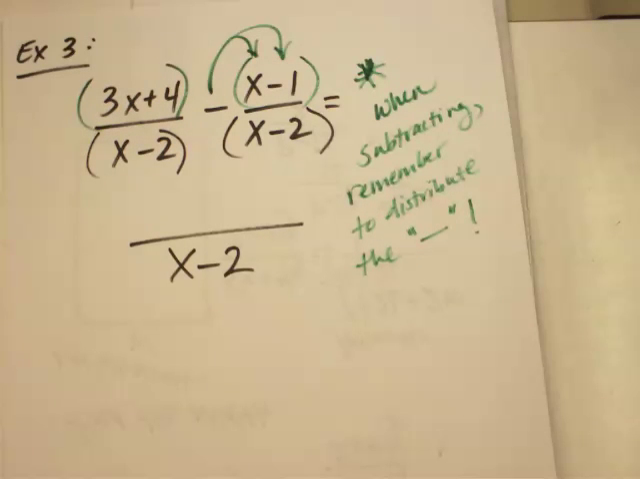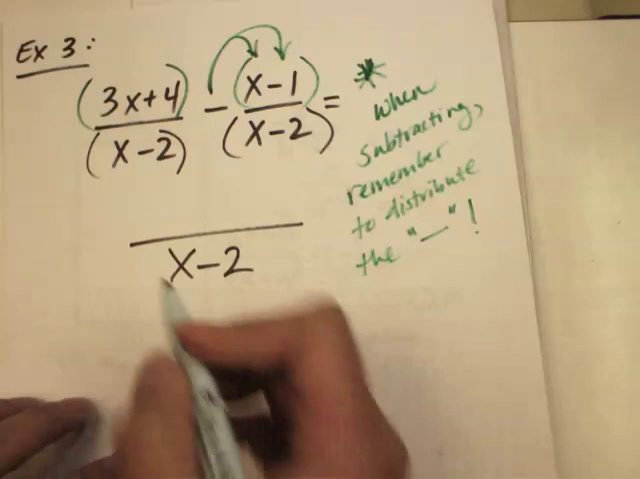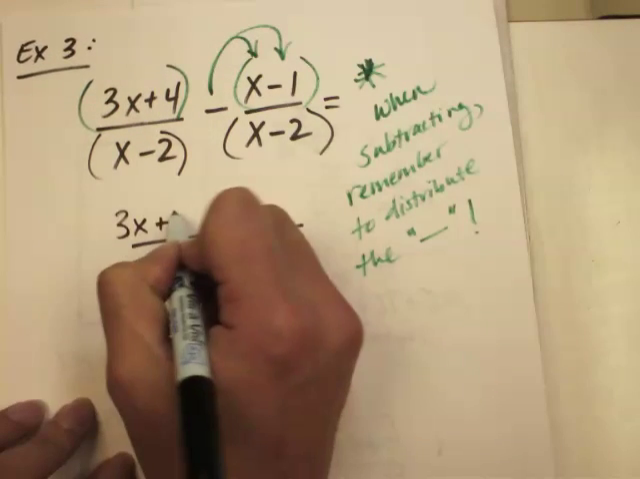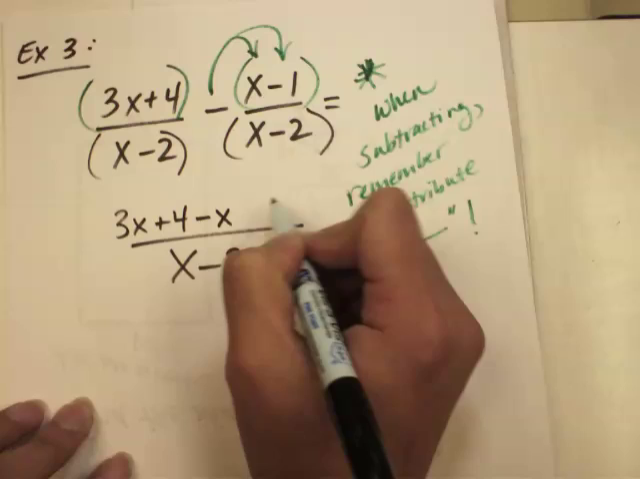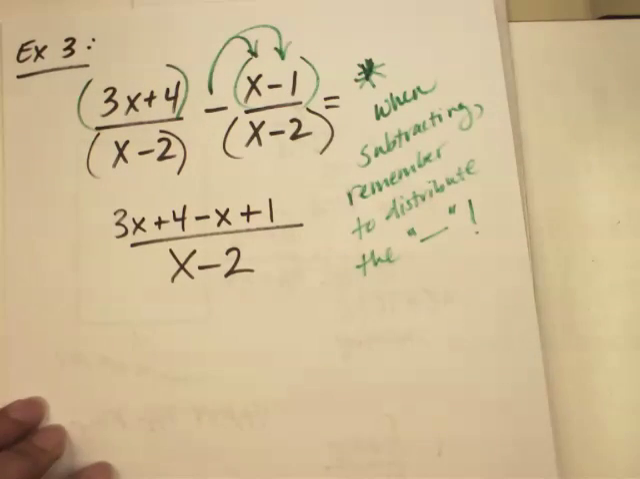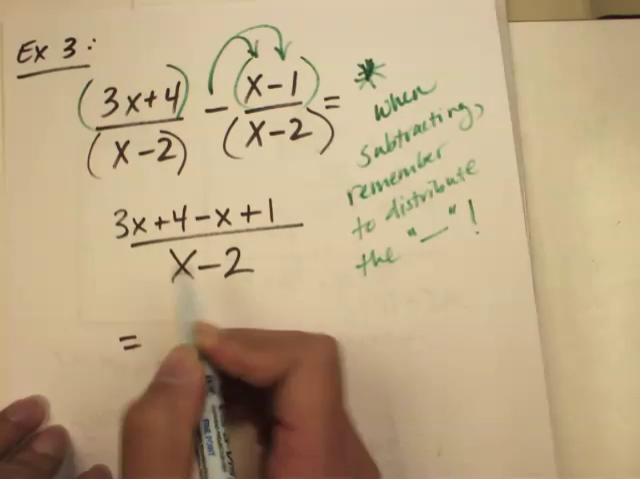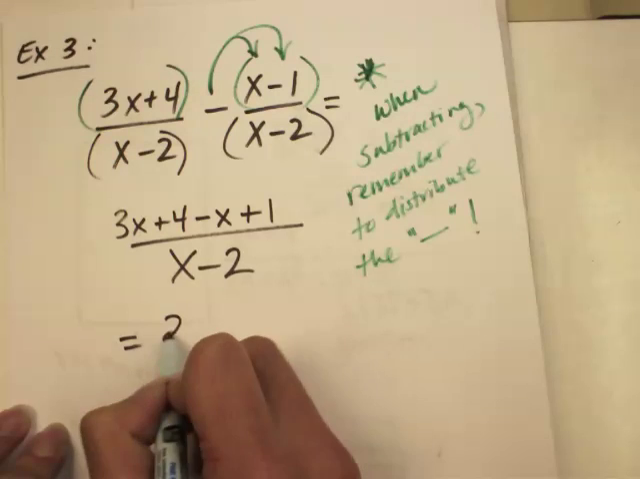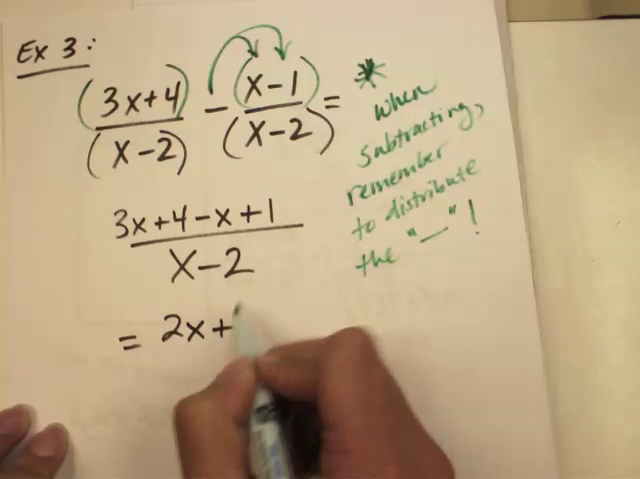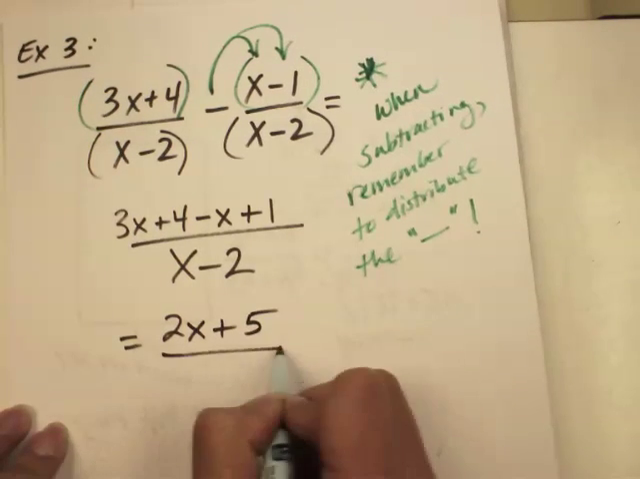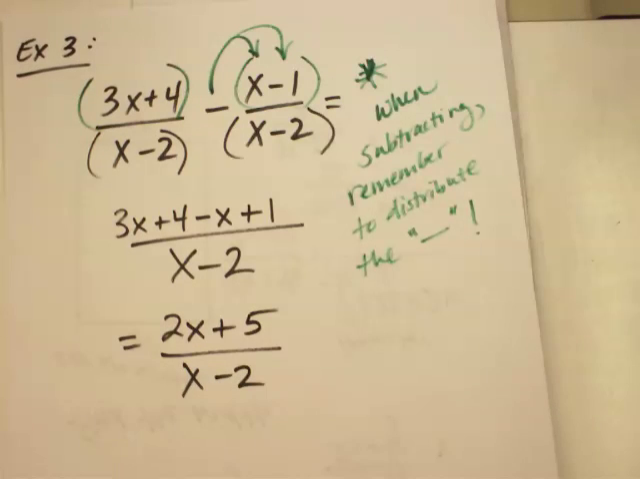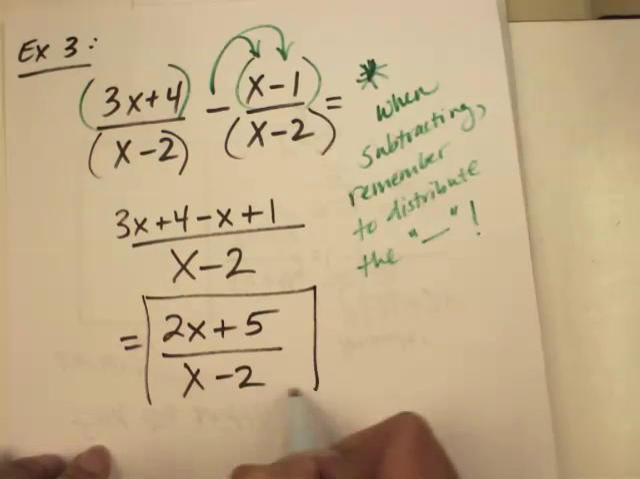Great. Okay, so we're going to distribute our minus sign, subtraction sign, and we will get 3x plus 4 minus x plus 1. Okay. Simplifying this, 3x, I'm going to take away an x, so I'll have 2x left. 4 plus 1 will give us 5, and x minus 2 in our denominator. Okay, we can't simplify this anymore, so this is our answer.